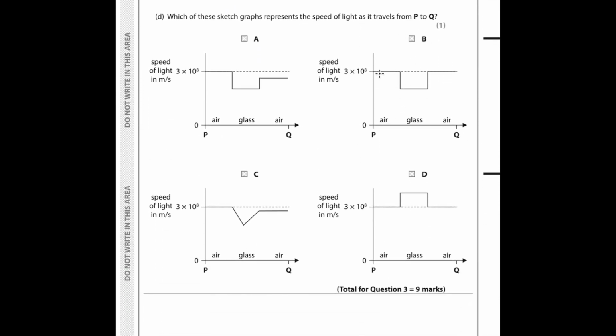And you can see that that is graph B. That's the air where it's travelling fast, instantly slower, travelling through the glass at a slower speed, and then instantly faster as it comes out the other side of the glass and goes into the air.